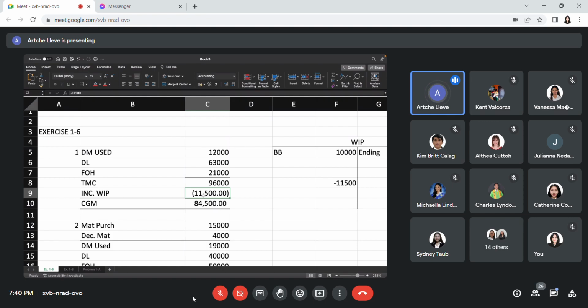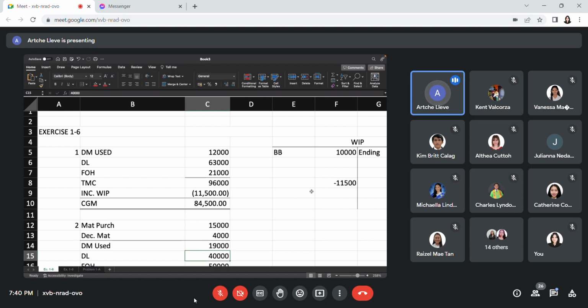Okay. So in this case, you have here increase in work in process. So considering that this is an increase, you'll deduct 96,000 minus 11,500, a total of 84,500 for your cost of goods manufactured.